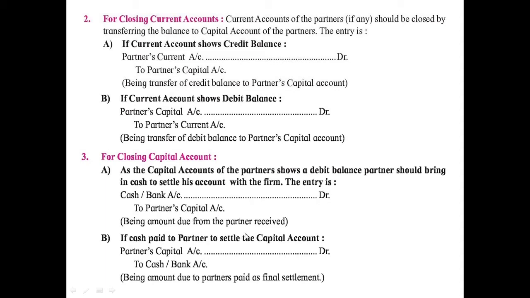But if the credit side total of the capital account is higher than the debit side, it means the balancing amount will come on the debit side. At that time you have to pass this entry, that is partner's capital account debit, because he becomes the receiver, and the partnership firm has to pay the cash to that particular partner whose credit side total is higher. So cash goes out of the business. So here partner's capital account debit because he is the receiver, to cash account because cash goes out of the business. So these are all the closing entries.